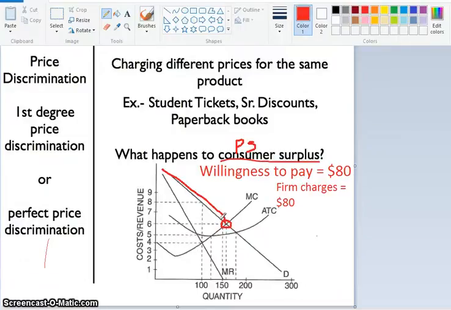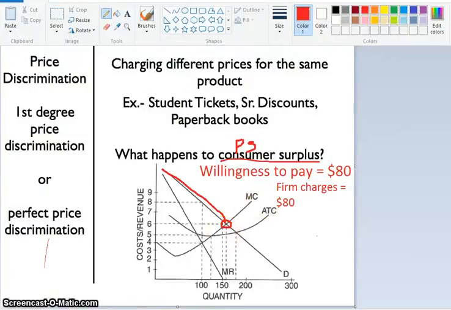In some senses, yes, right? You would much rather pay a lower price than your willingness. But at the same time, the consumers have this price in their head, that this is what they value the product at. So I'm not sure the answer is necessarily clear about whether it hurts the consumer. But this is the idea.